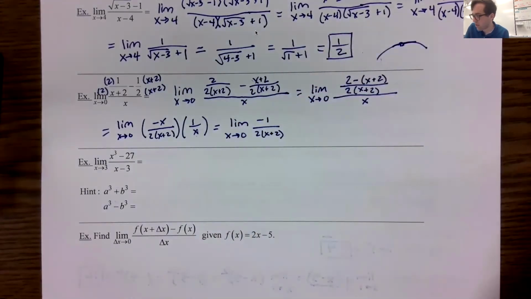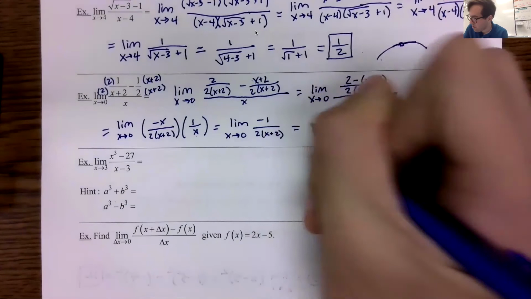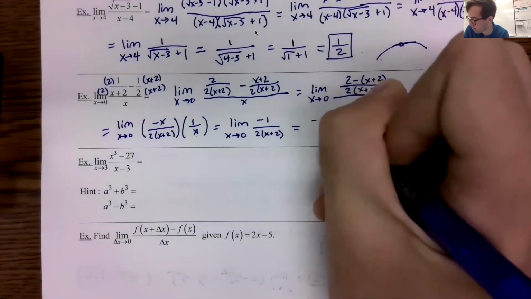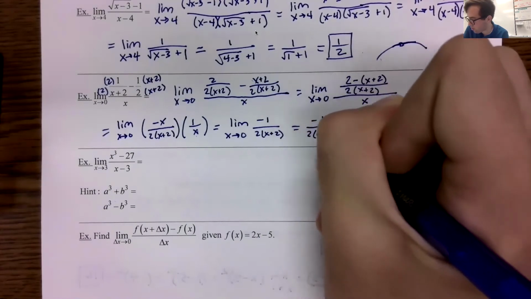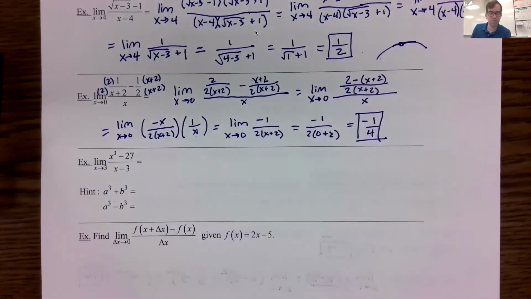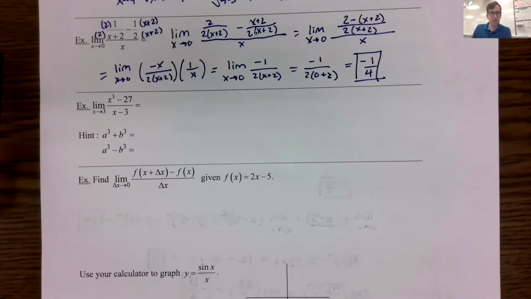And I can plug in 0 for x at this point because I've officially removed the discontinuity. And since I'm plugging in 0, I'm not going to write limit again. So we have negative 1 over 2 times 0 plus 2, or negative 1 over 4. Boom, we got it.